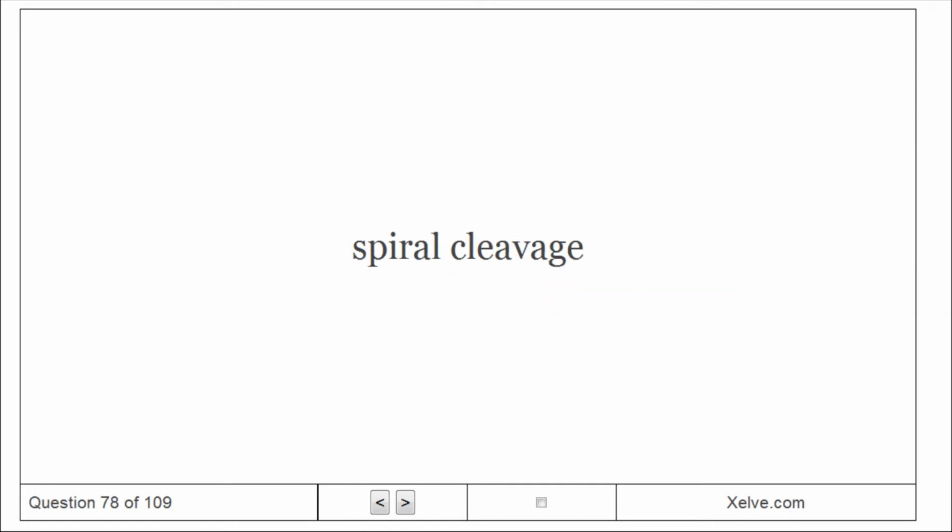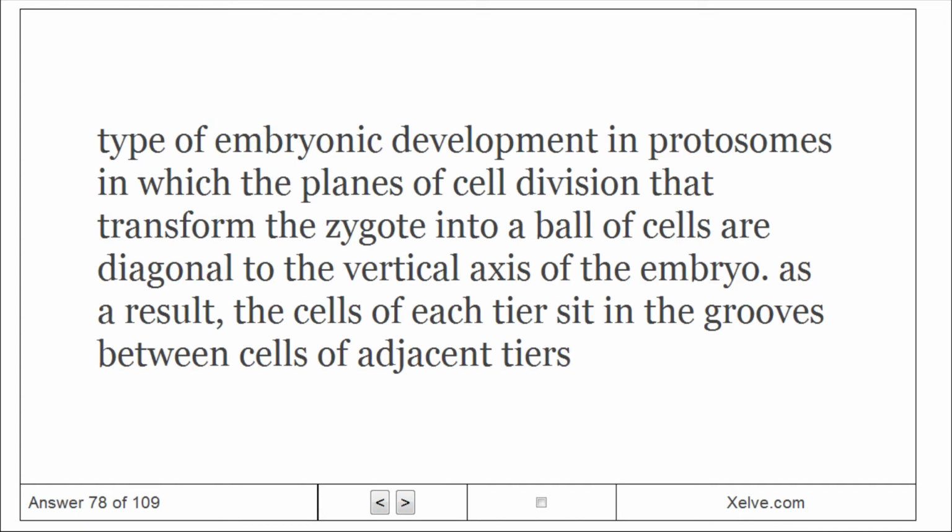Spiral cleavage: a type of embryonic development in protostomes in which the planes of cell division that transform the zygote into a ball of cells are diagonal to the vertical axis of the embryo. As a result, the cells of each tier sit in the grooves between cells of adjacent tiers.